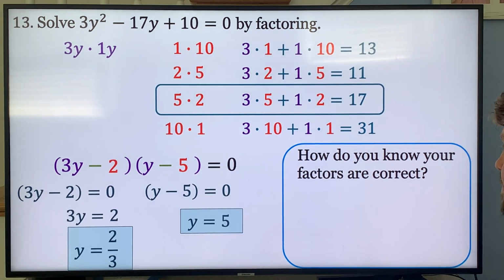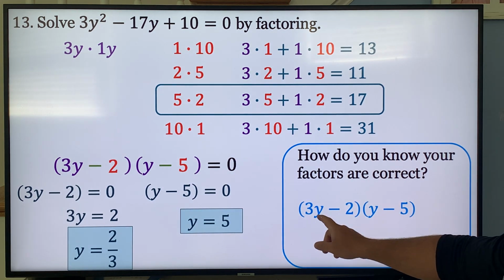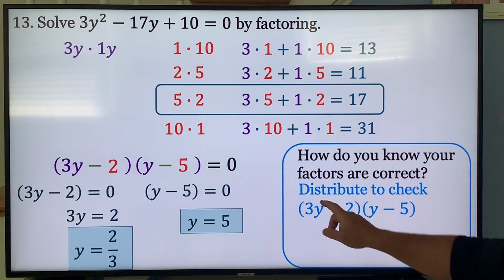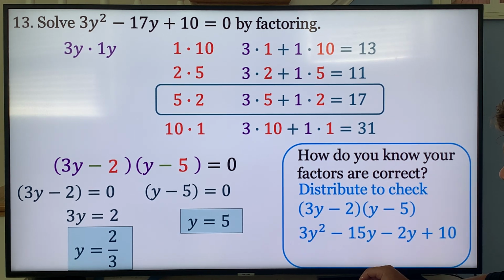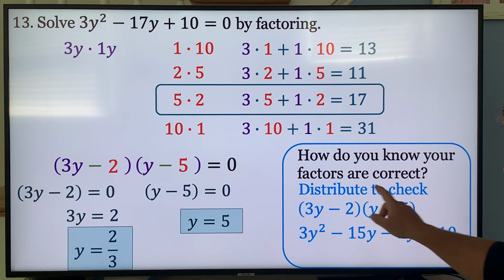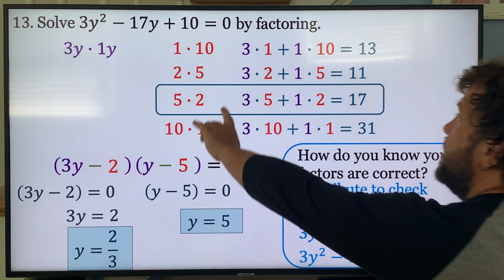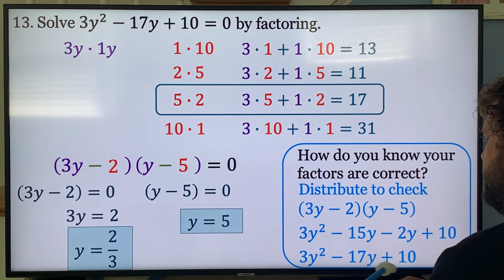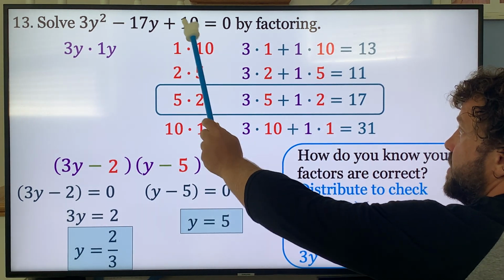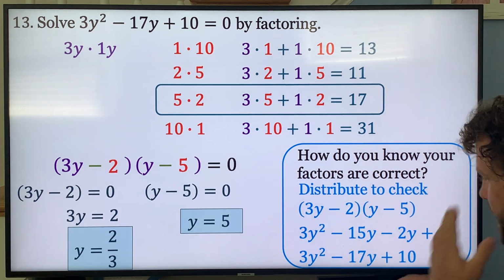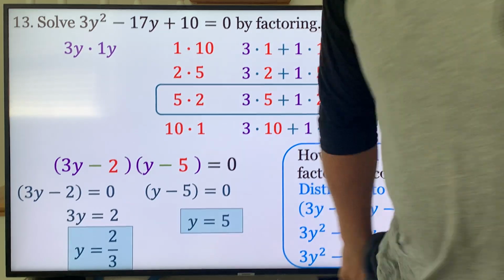What do you think you have to do here? You distribute. 3y minus 2, y minus 5. Distribute to check. 3y times y is 3y squared. Minus 15y. Minus 2y plus 10. Combine like terms. 3y squared minus 17y plus 10. 3y squared minus 17y plus 10. There you go. Alright? That wasn't too bad. That was an easy one.